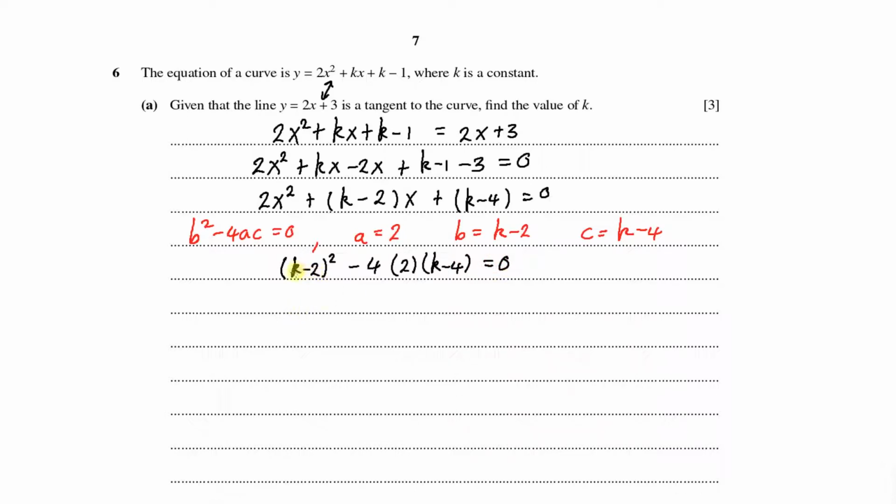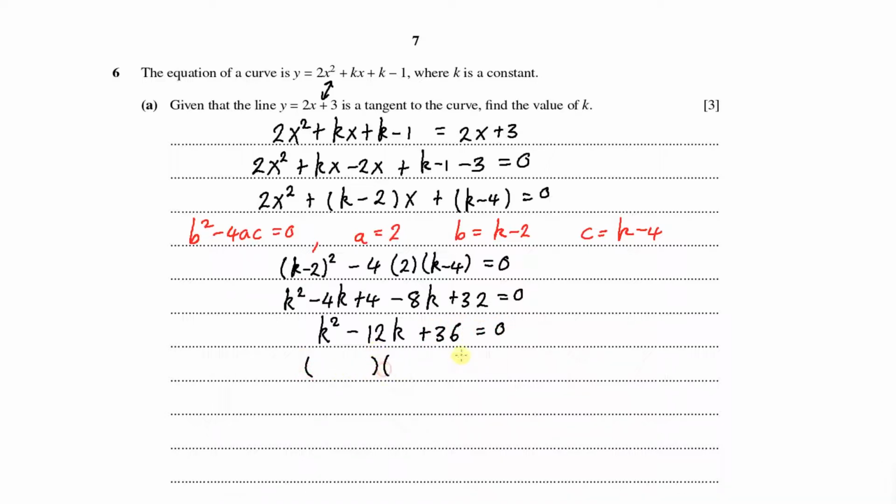Expanding k minus 2 squared, that's k squared minus 4k plus 4. And 4 times 2 here is 8. So minus 8 times k, that's minus 8k. And minus 8 times minus 4, that's plus 32, equal to 0. This is k squared. And minus 4k minus 8k is minus 12k. And 4 plus 32 is 36. And it's all equal to 0.